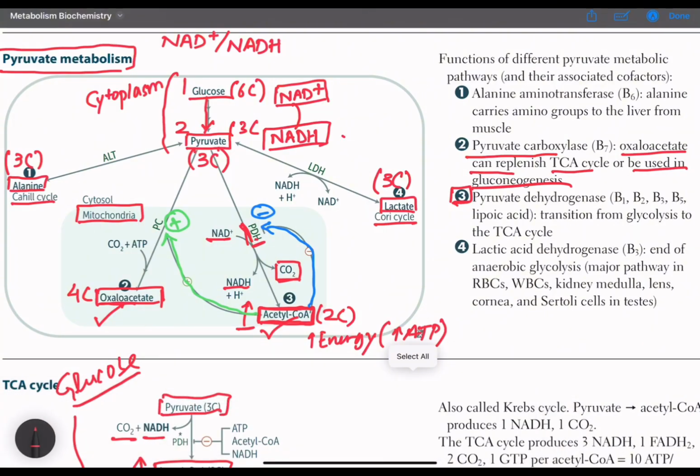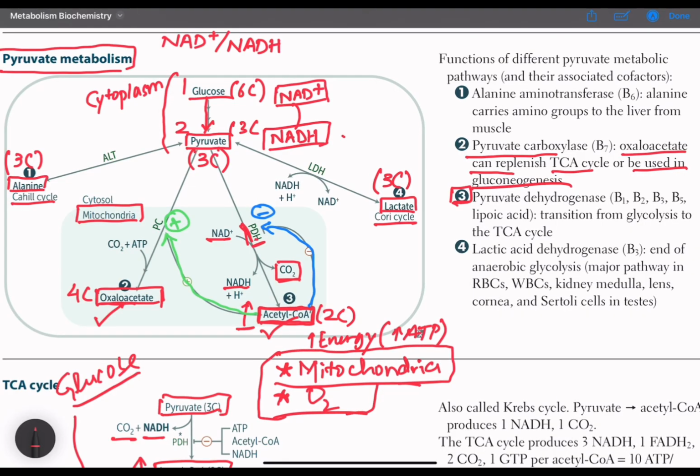One thing to remember is that conversion of pyruvate into acetyl-CoA requires two things. One is mitochondria, and another is oxygen supply, because once acetyl-CoA enters mitochondria, it enters the TCA cycle where NADH is generated, which enters the electron transport chain, which leads to the generation of ATP using oxygen. So for conversion of pyruvate into acetyl-CoA, we need two things: mitochondria and O2.